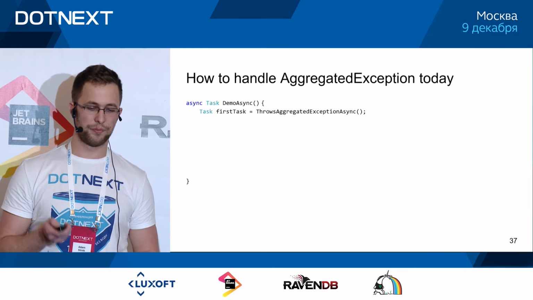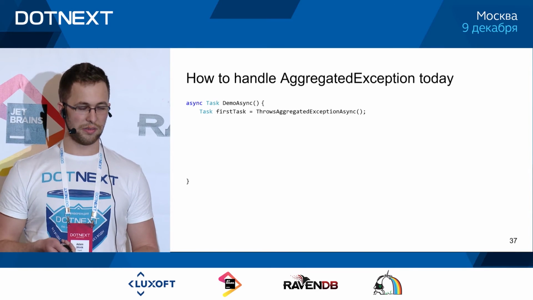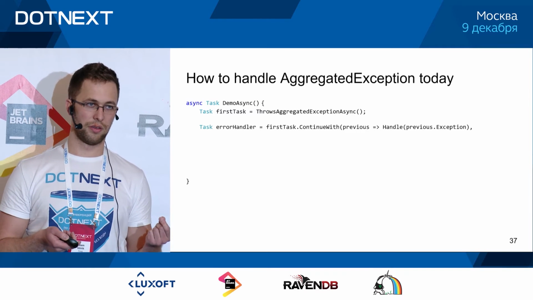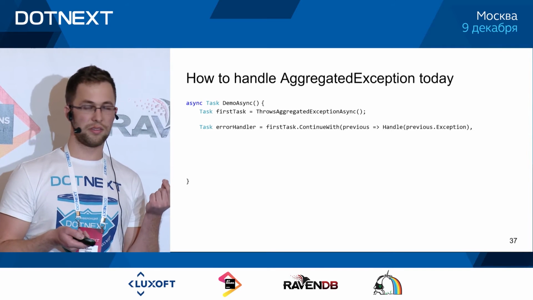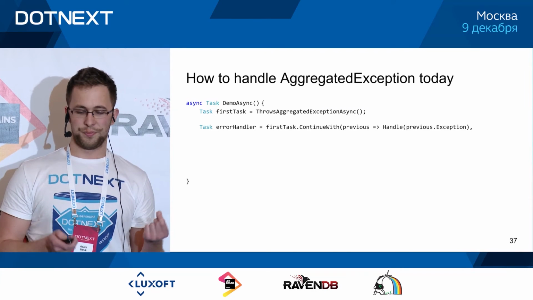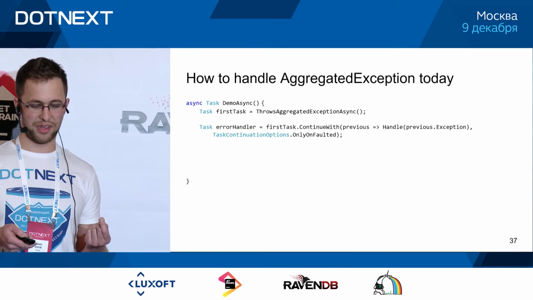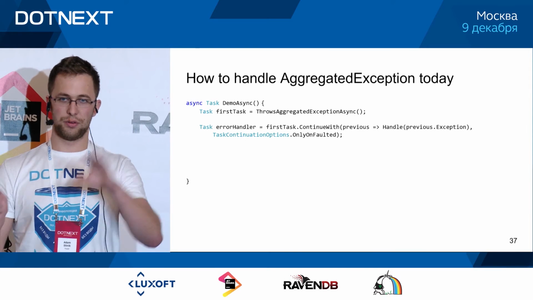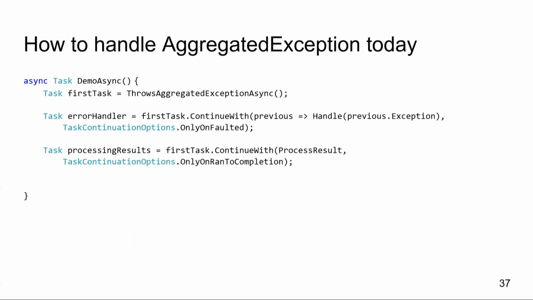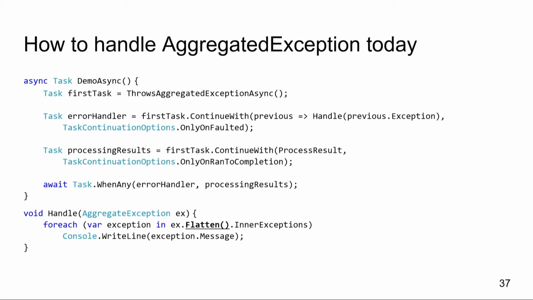So how can we do that? First of all, we get the task, and then we create an error handler for that. We use ContinueWith. Does anybody remember this method? Yeah, async await everywhere. So we say OnlyOnFaulted, do that. If OnlyOnRanToCompletion, do that. And then we await any of them. But what's important is that the AggregateException might contain other AggregateExceptions, because multiple children might have multiple children. So we need to flatten them first before we handle that.